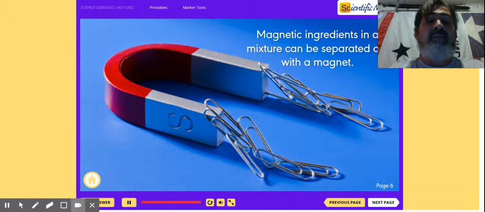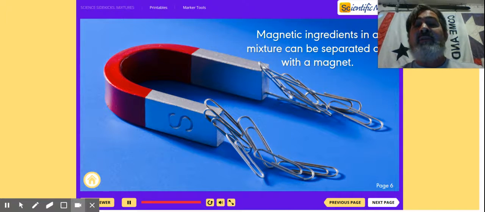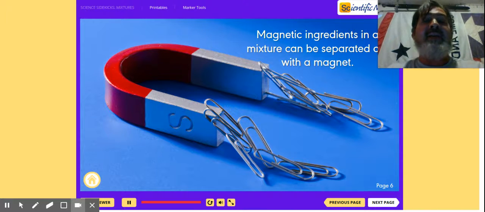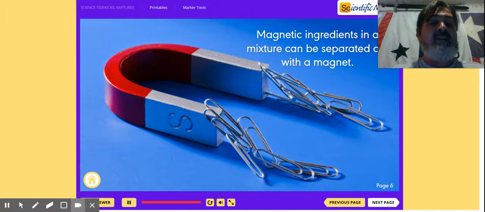Magnetic ingredients in a mixture can be separated with a magnet. For example, if you had iron filings mixed in with sand or sulfur powder or whatever, all you have to do is run the magnet over the top of the sand or the sulfur powder, and your iron filings will come out, but your other ingredients will stay there.